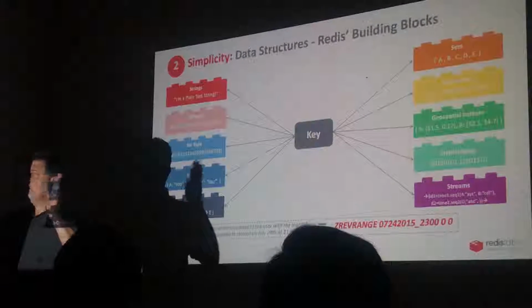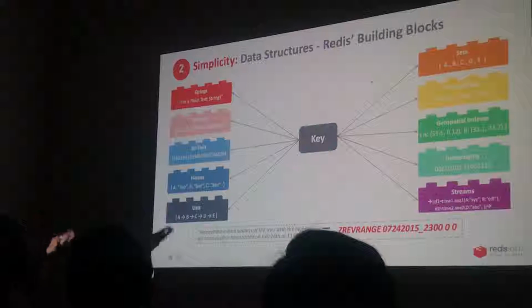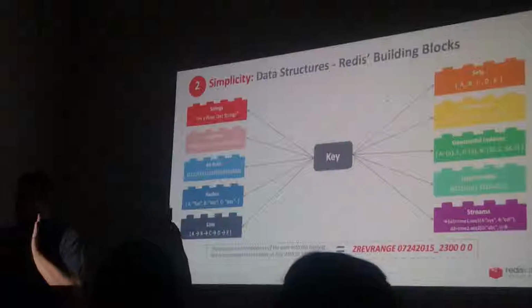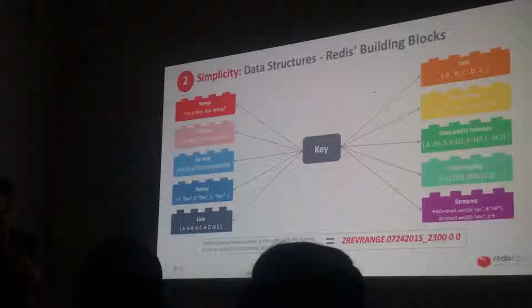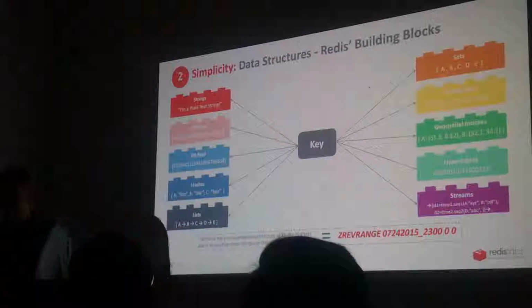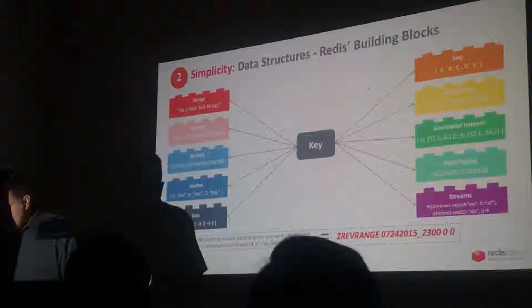Geospatial Index, you know, you have Lyft. Lyft has over 2,000 Redis instances, I think. And that's how they track, among other things, the cars moving around on your phone. They're using the Geospatial Index, or something like that. But they're using a lot of Redis.